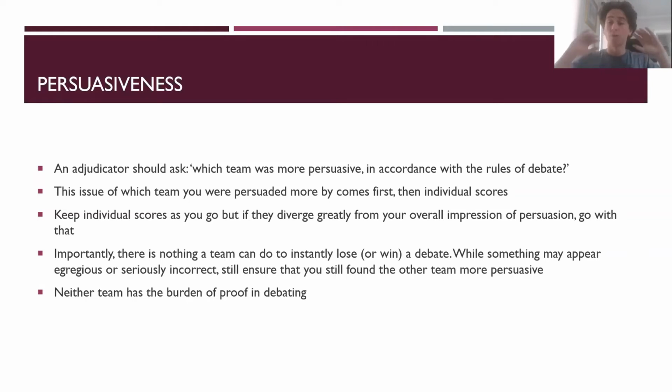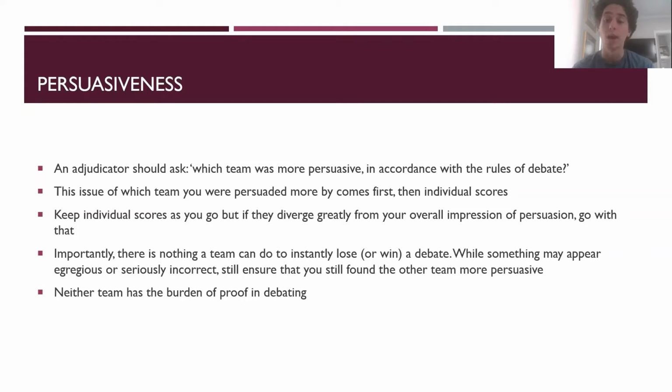Importantly, under this model of overall persuasion being who won a debate, there's nothing a team can ever do to instantly lose or win a debate. So swearing at the opposition probably isn't a good idea, but doing something like not having a very good definition or forgetting to rebut is not going to do you much good, but it's not an instant loss in the debate. So if there's something terrible that a team's done, criticize them for it, but make sure that you are still giving the debate to the team that you found more persuasive, not just the team that did the least badly, although often they will be the same team.